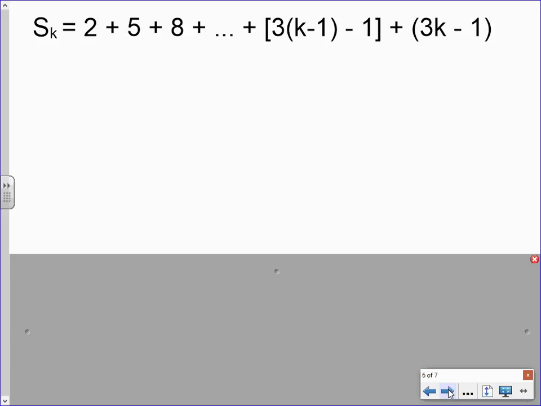Okay, so I want you to notice that this is the sum of the terms of our sequence 3k minus 1. Do you see that? 2 plus 5 plus 8 all the way up to 3k minus 1. That is the sum of the arithmetic sequence 3k minus 1. Okay. Now, let's look at our k plus 1 sum. All right. 2 plus 5 plus 8. Does that get affected? No.